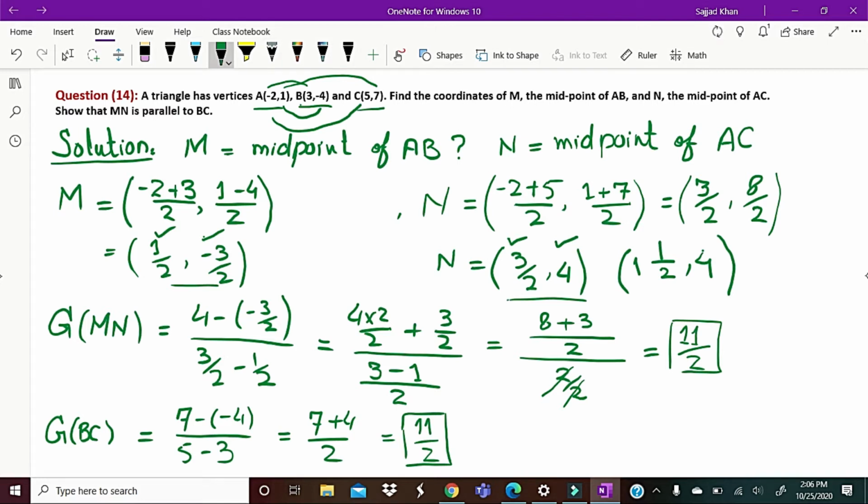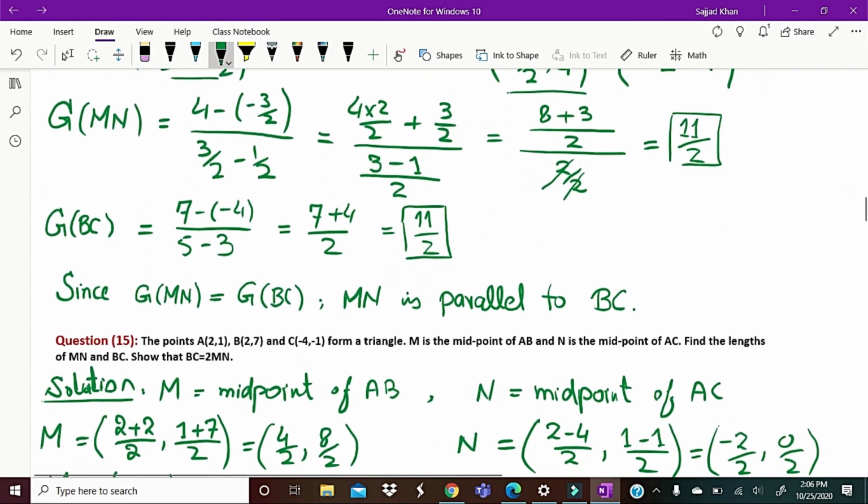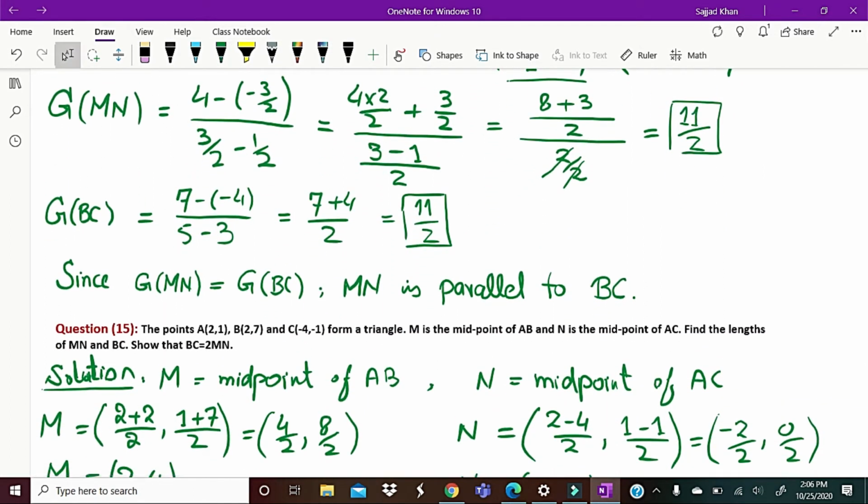Now the next thing is the gradient of BC. We have point B, and we have C. So y2 is 7 minus y1 is minus 4, x2 is 5 minus x1 is 3. So minus minus becomes plus. So 4 plus 7 over 5 minus 3, which is 2. So that is 11 by 2. We can see that they're both the same. It means the line MN is parallel to BC.